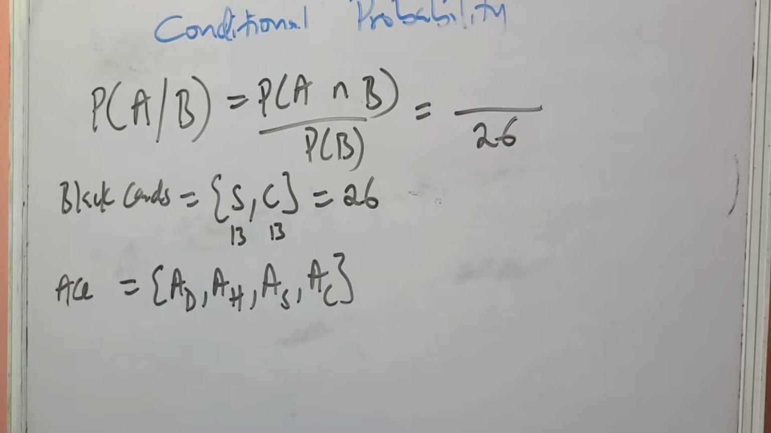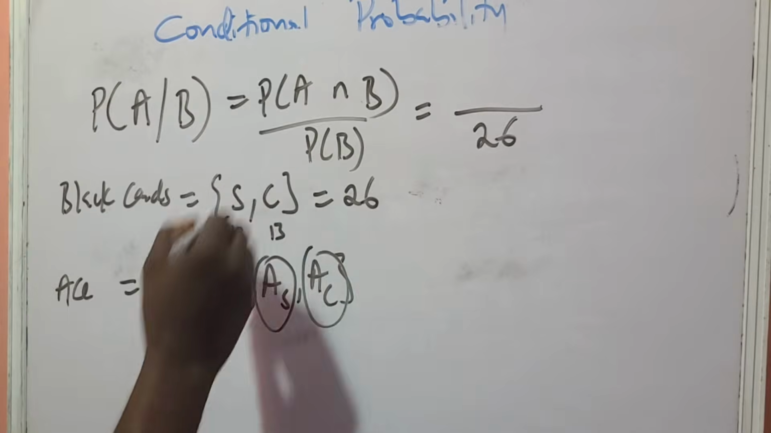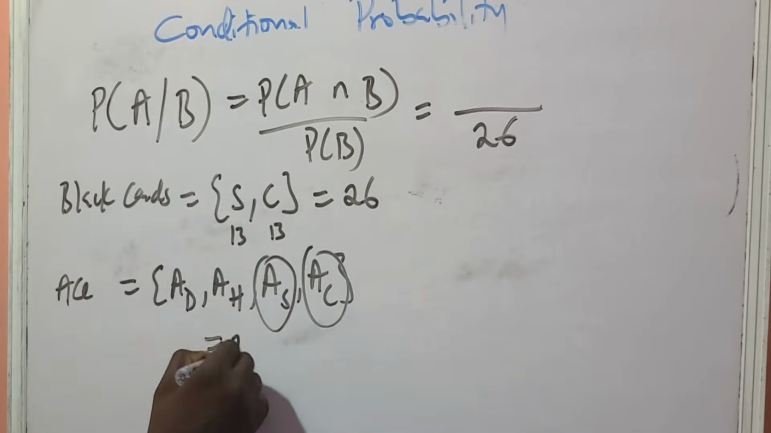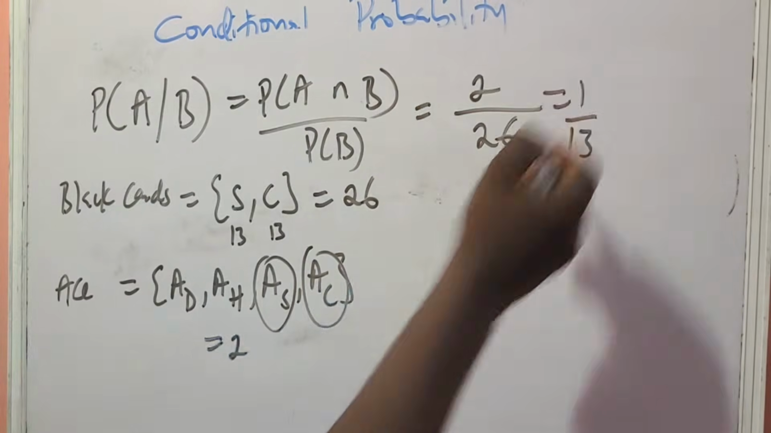Of course, what are the elements present here that are present here? For spade, you have your spade and you have your club. These are the only two that will be both here and there. So we have 2 elements there. So this will be 2 over 26. That will be 1 over 13.